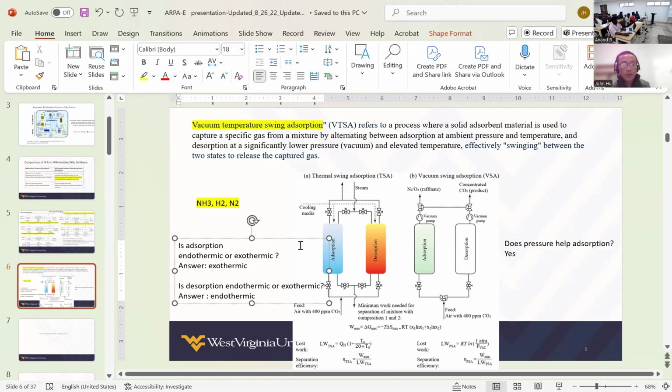Any questions? Is it clear? Yes, sir, it's clear. But after telling this, I have one doubt. What is the difference between the pressure swing adsorption and the temperature swing adsorption?